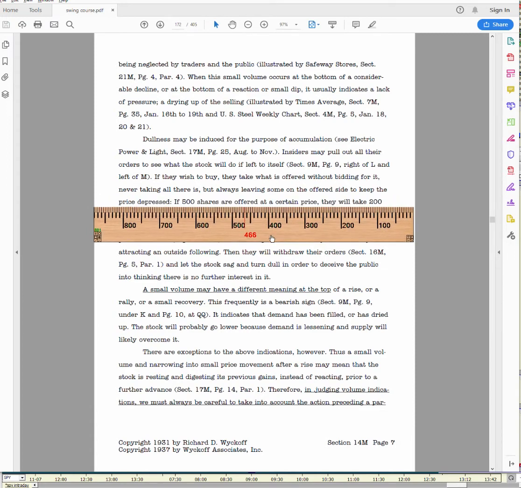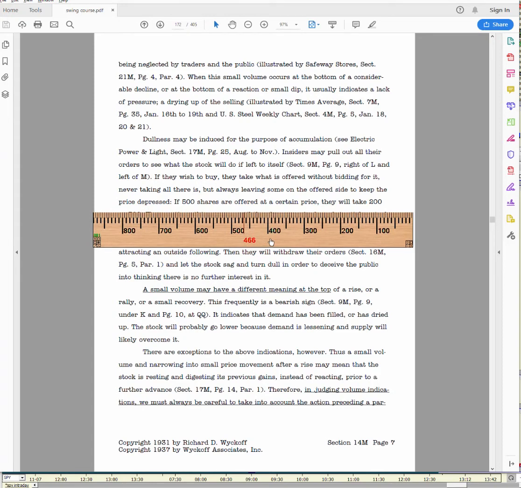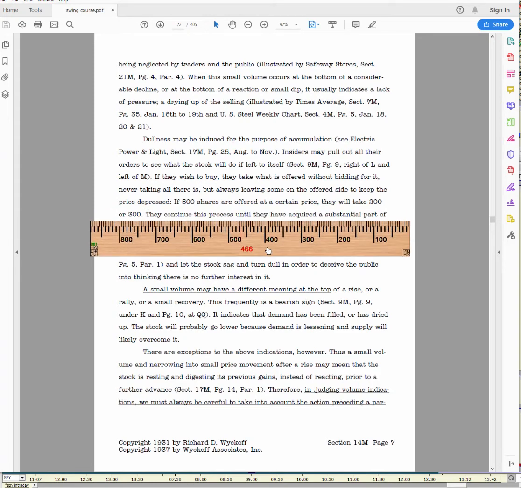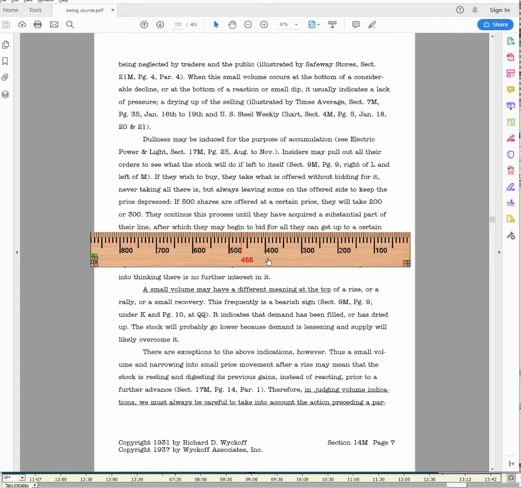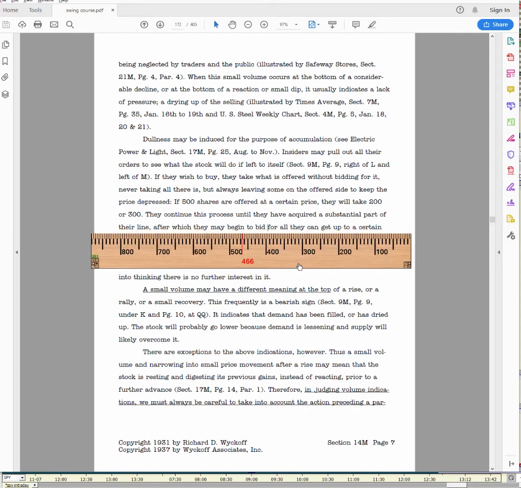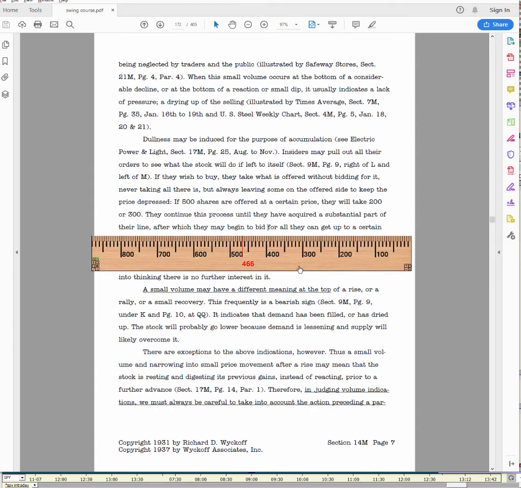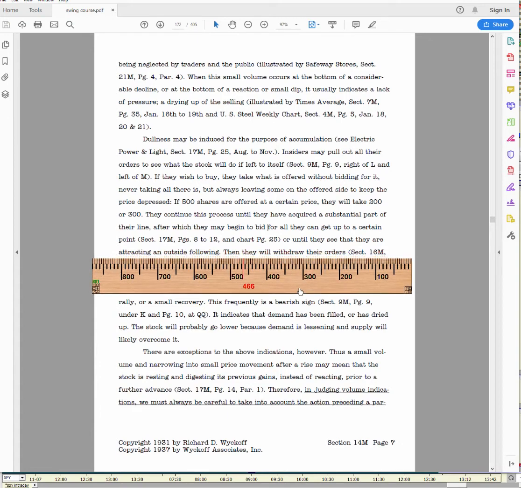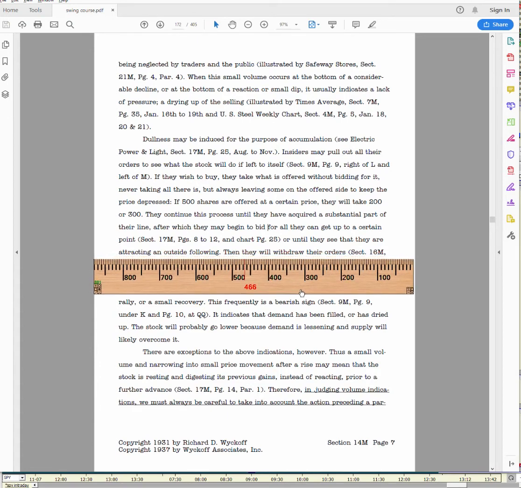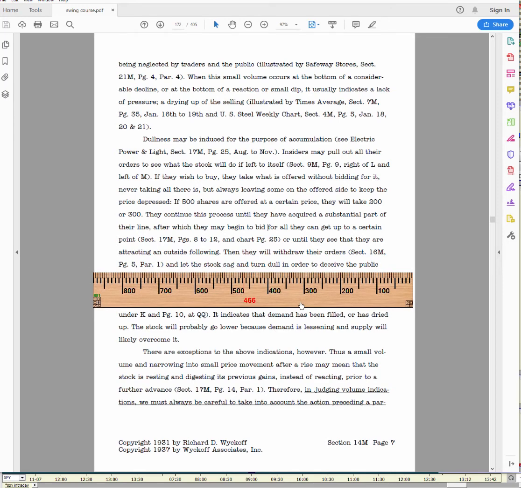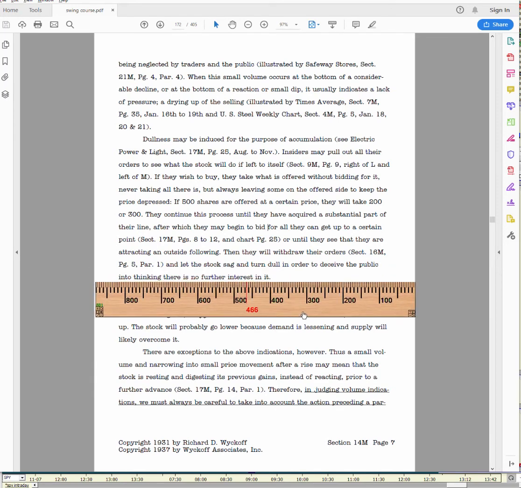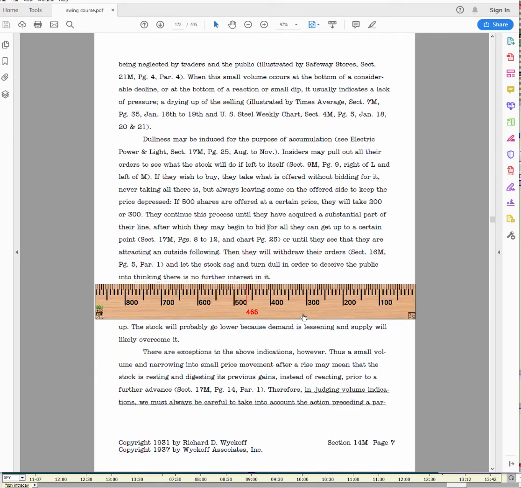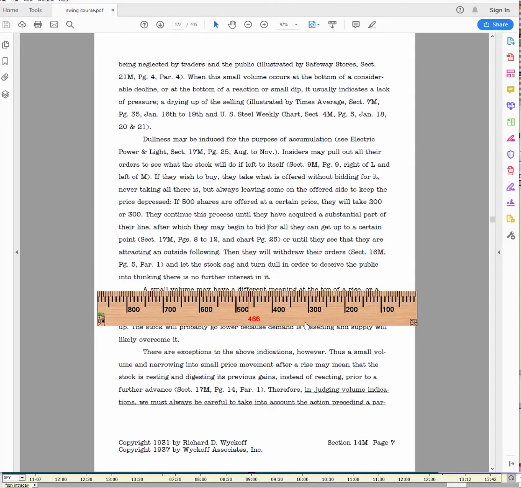If 500 shares are offered at a certain price, they will take 200 or 300. They continue this process until they have acquired a substantial part of their line, after which they may begin to bid for all they can get up to a certain point, or until they see that they are attracting an outside following. Then they will withdraw their orders and let the stock sag and turn dull in order to deceive the public into thinking there's no further interest in it.